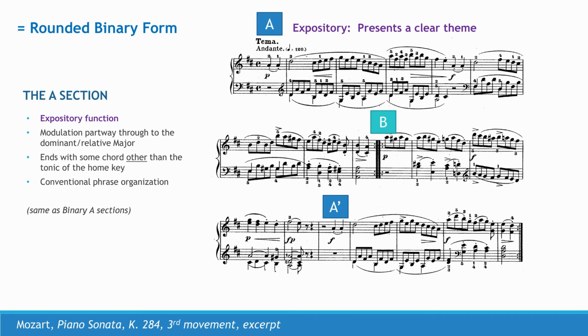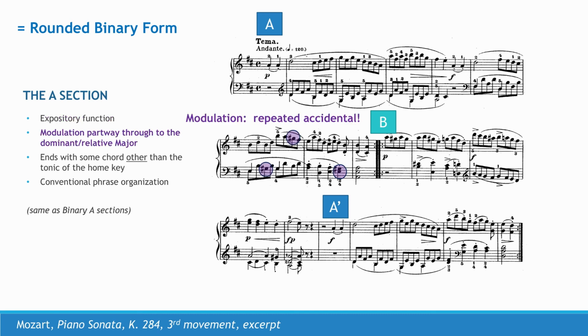Expository function. Well, I mentioned that expository just means that it presents a distinct theme, and we can see that pretty clearly here. I mean, it's very, very catchy, and we notice this melody when it comes back. So that one is pretty easy to prove. Next, modulation partway through to the dominant or relative major. Well, you do notice in your A section that you've got a repeated accidental that's happening in the second system, and I've circled it here on the figure for you so you can see that a little more clearly.